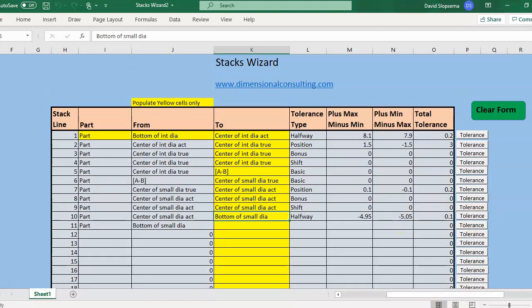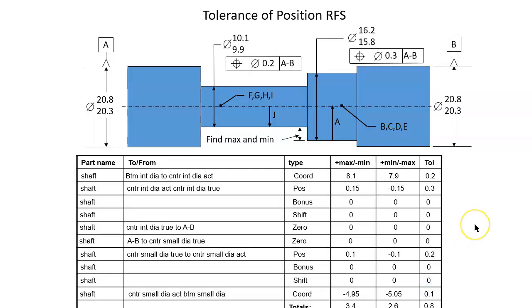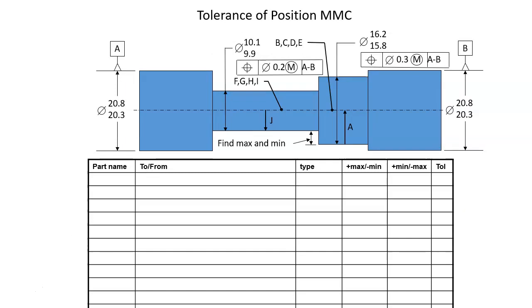All right, let's look at the next step. Things are going to get a little bit more interesting because now we're going to do tolerance of position with MMC. We have our same part, our same stack path, but now we've got the MMC modifier here and the MMC modifier here. So we're going to start again from the bottom of the intermediate diameter and go to the center, actual worst case, max 8.1, min 7.9.